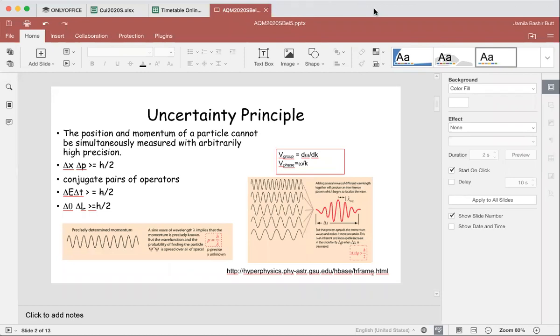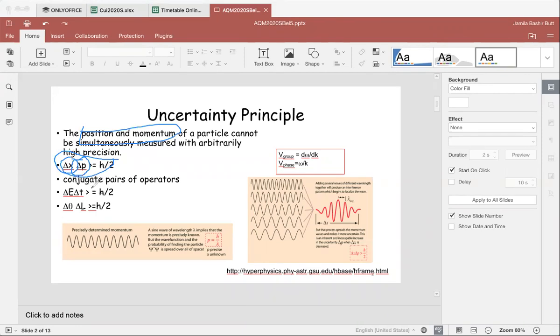The uncertainty principle says that the position and momentum of a particle cannot be simultaneously measured with arbitrarily high precision. So if the uncertainty in position is delta x and the uncertainty in momentum is delta p, then their product will always be greater than or equal to h over 4 pi. This rule is called the Heisenberg uncertainty principle, and x and p are called conjugate pairs of operators.